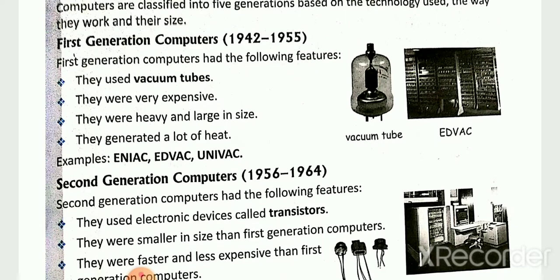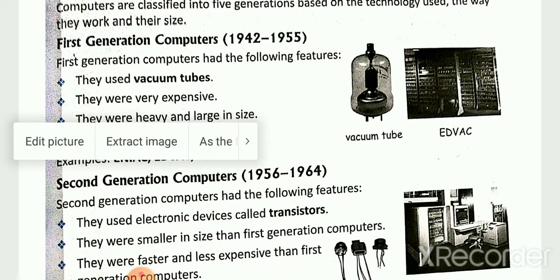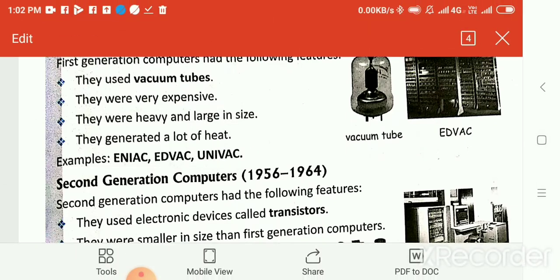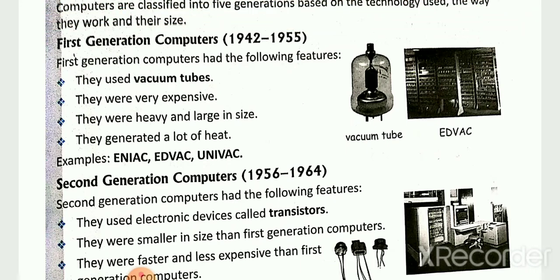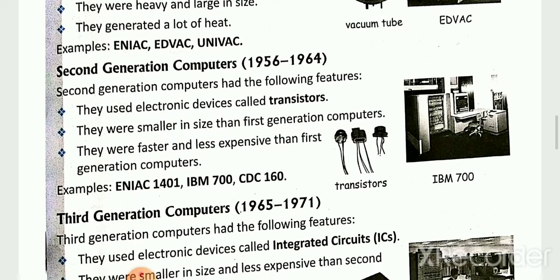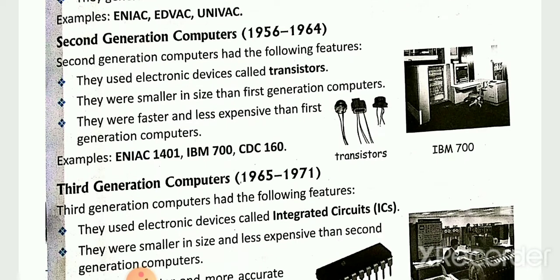The first generation computers were from 1942 to 1955. The examples of first generation computers: EDVAC, ENIAC and UNIVAC. Now discuss the second generation computers.